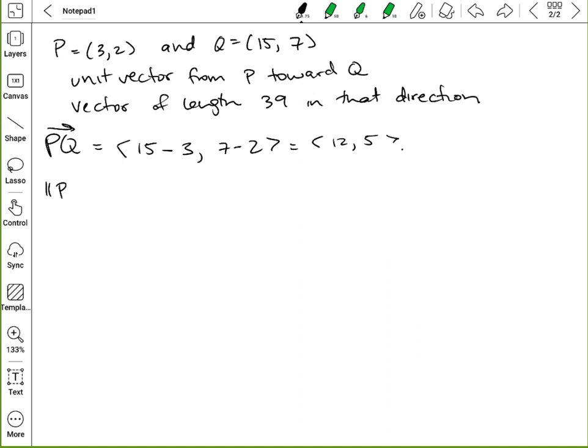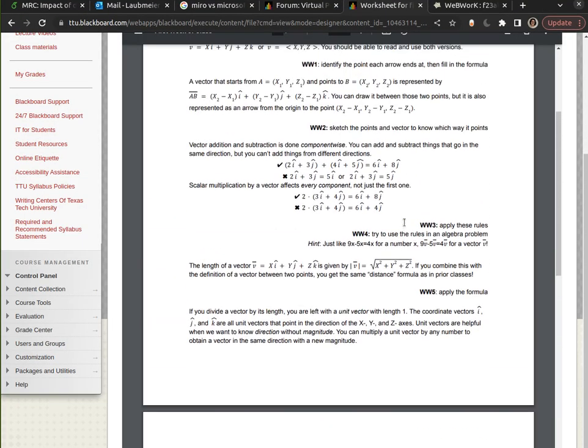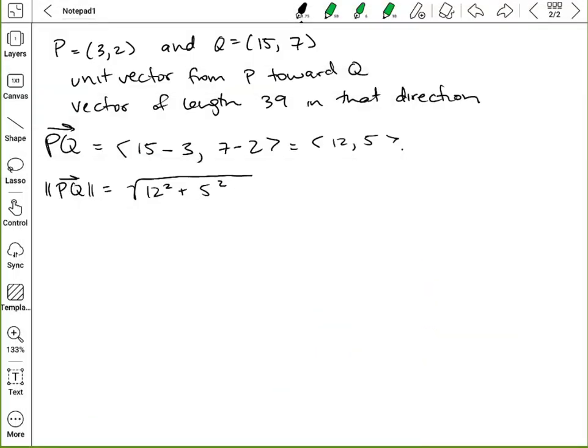And then I could go ahead and check what the length of PQ is. That's going to be the square root of 12 squared plus 5 squared. Bringing this back on my worksheet, I learned that length is the square root of all the components squared added together. And I wrote it with this double magnitude sign because I'm out of practice with how you all learn things. So we'll switch that back to the single bar.